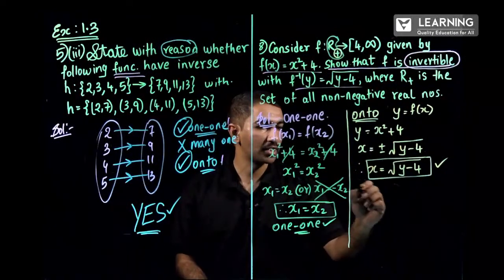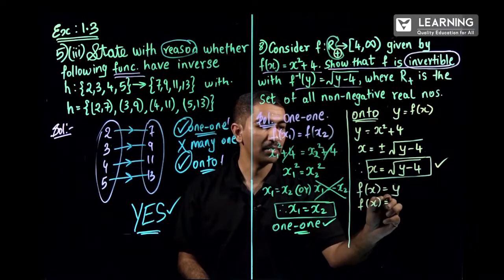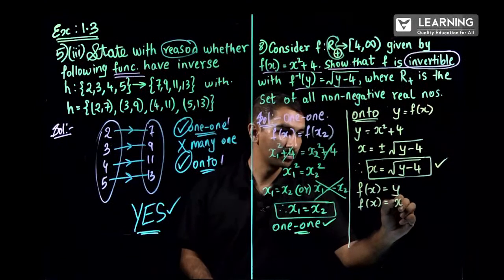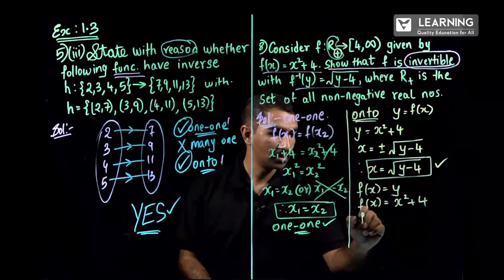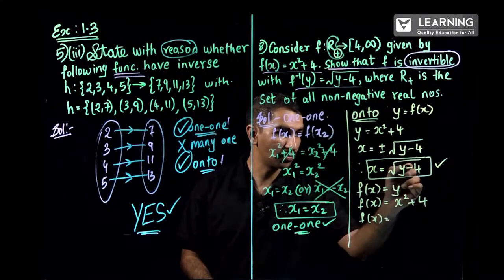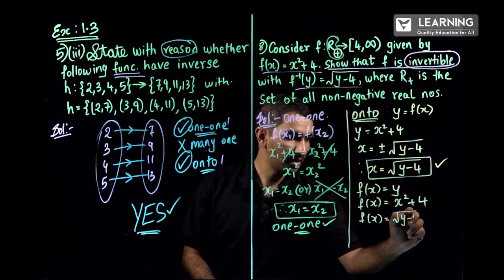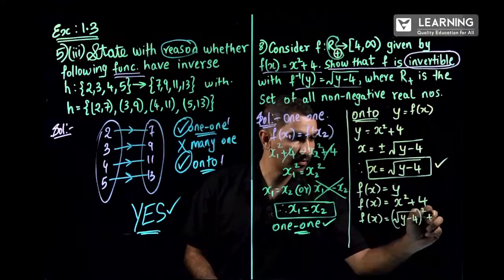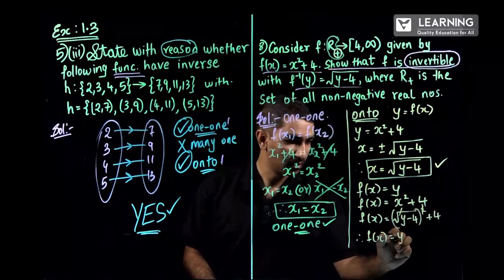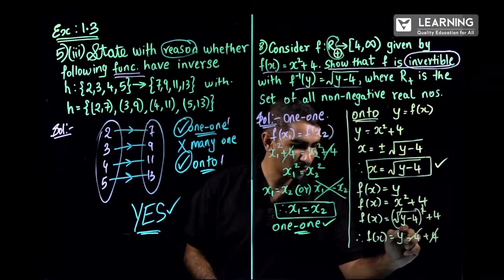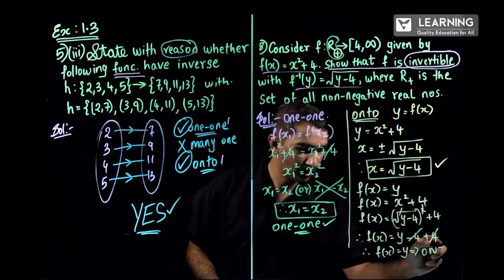So how do we prove that it is an onto function? So what do we know? f of x equals y, correct? And what is f of x? f of x is nothing but x square plus 4. Now what is x, students? x is nothing but this, root of y minus 4. So f of x can be written as, in the place of x, write root of y minus 4, so root of y minus 4 the whole square plus 4. Square and root will get cancelled. Therefore f of x will be equal to y minus 4 plus 4. Plus 4 and minus 4 will get cancelled. Therefore what are we getting? f of x is equal to y, which means it is an onto function.